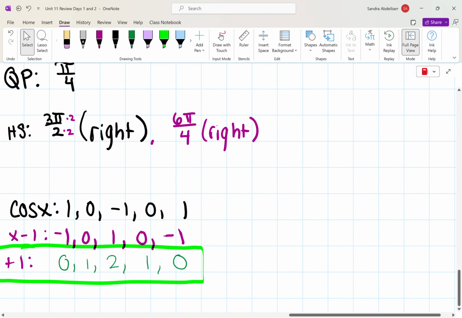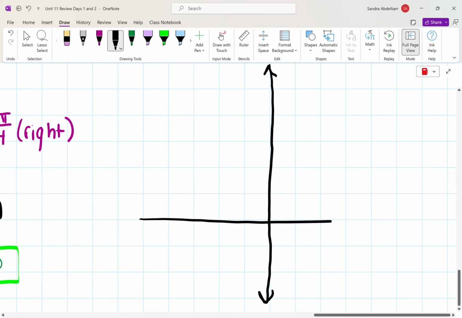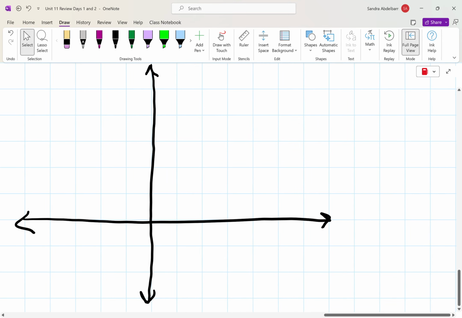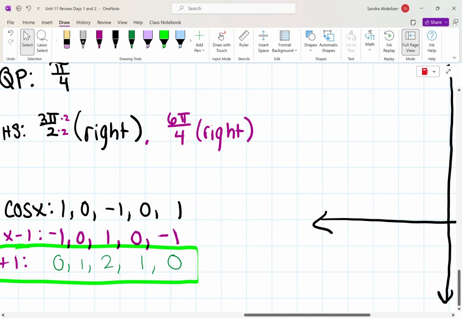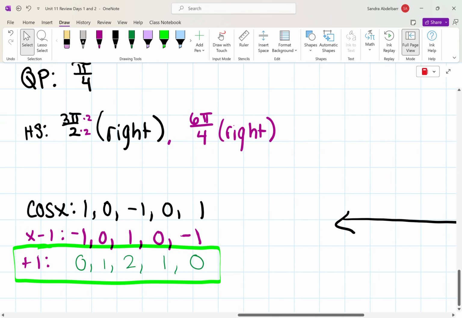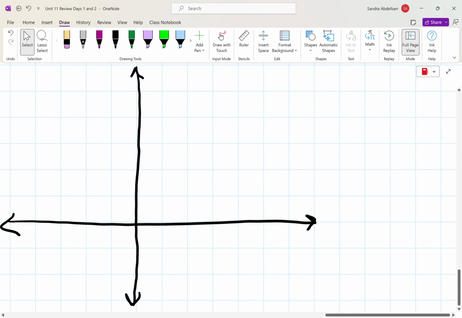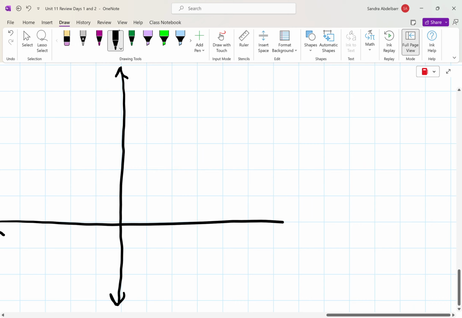Can we go to our graph? Okay, so which way were we shifting? We were shifting right, and our quarter period was pi over 4.